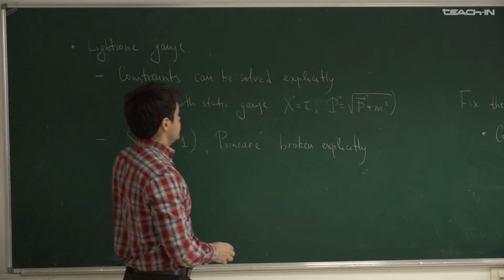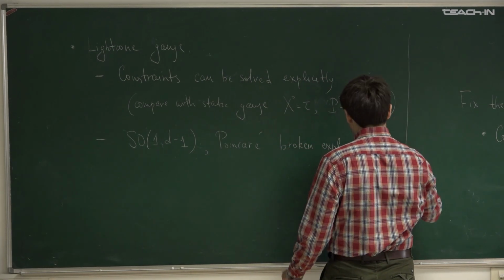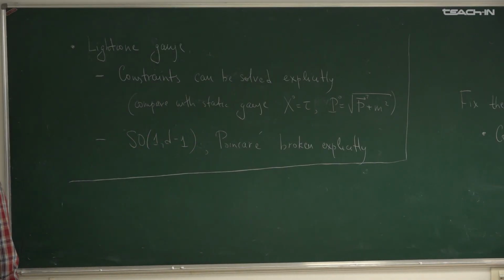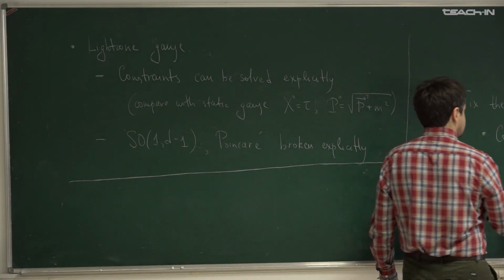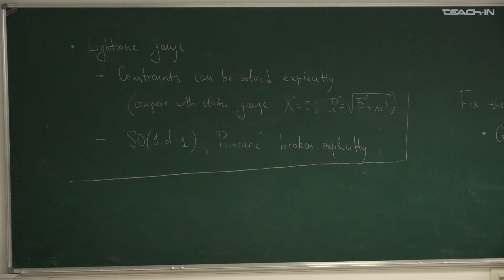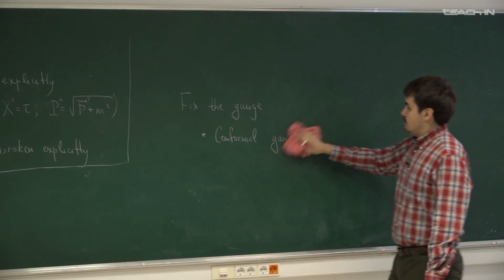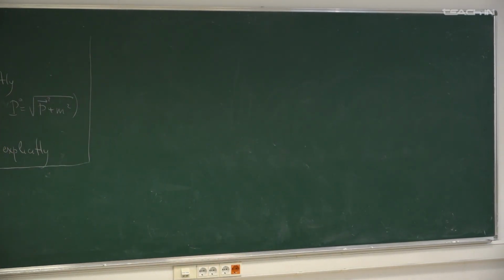Today we'll focus on this light cone gauge, and next time we will study conformal gauge. Well, the upshot is that they will give the same results, because the theory is supposed to be gauge invariant. But the way these results come up is quite different in the two cases.